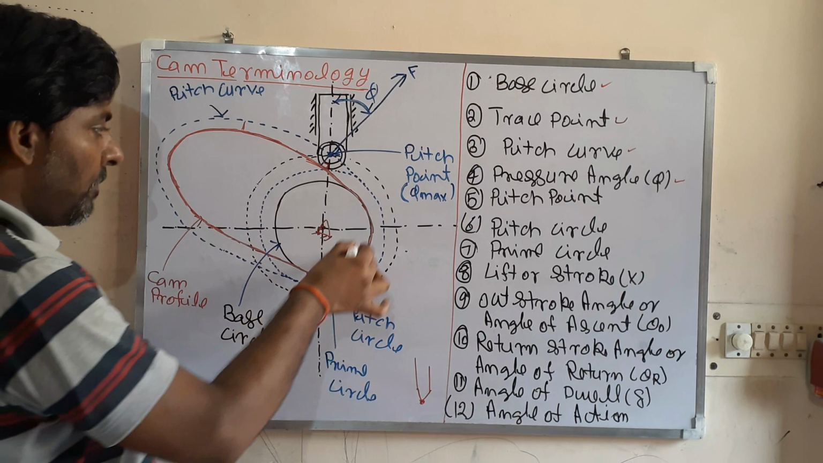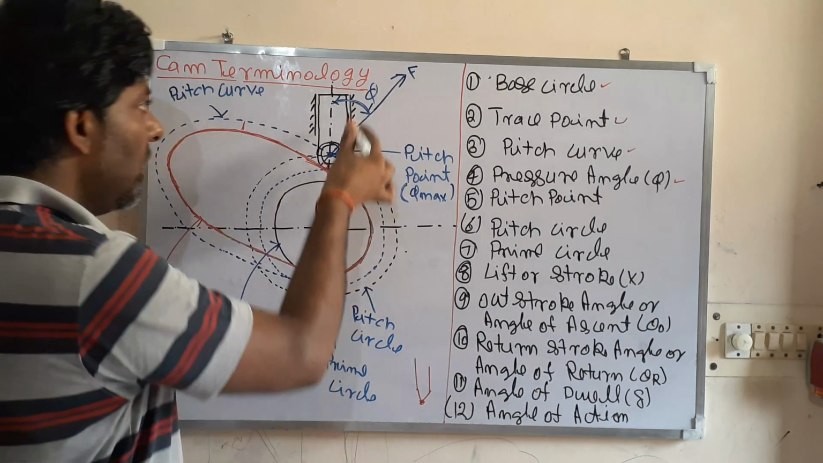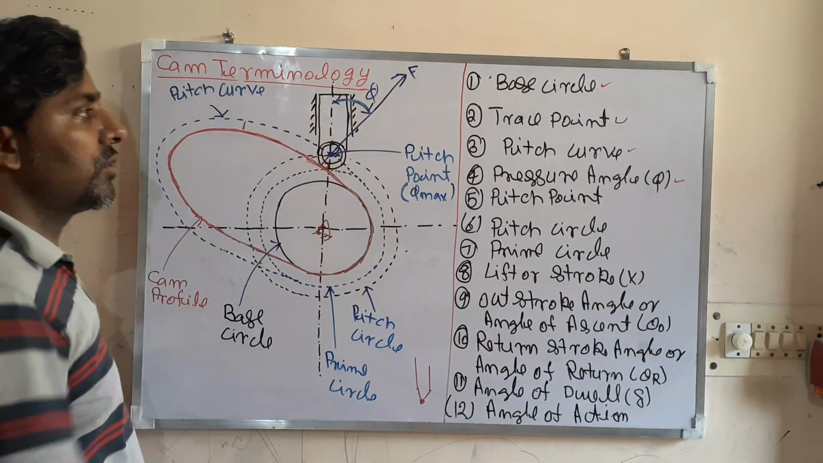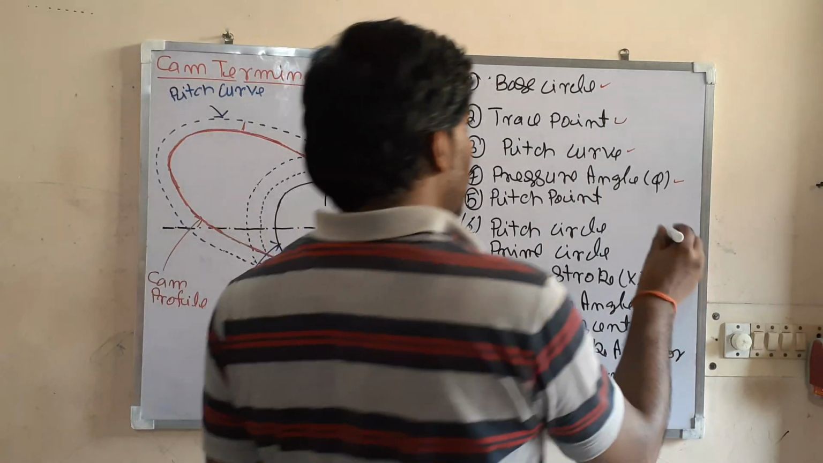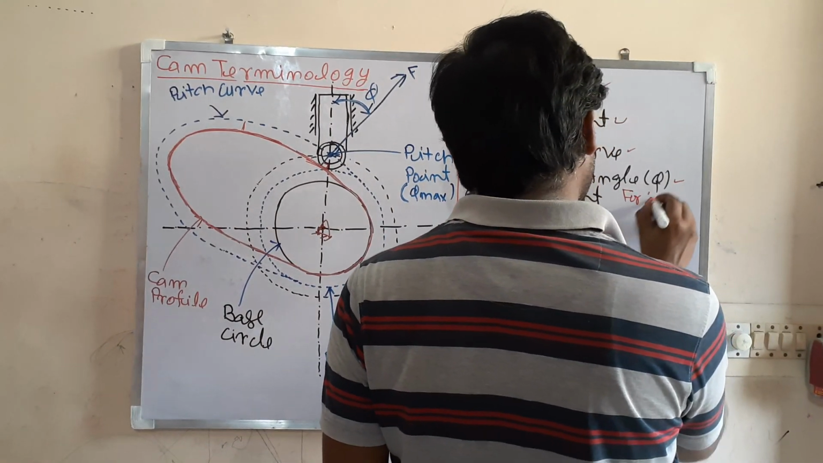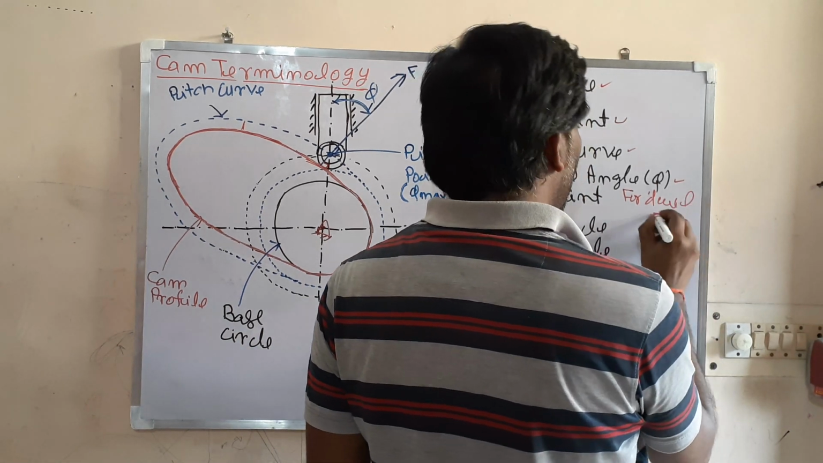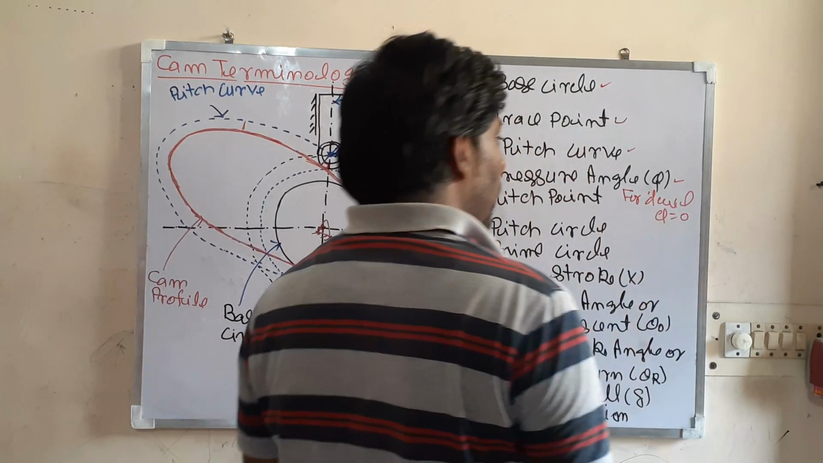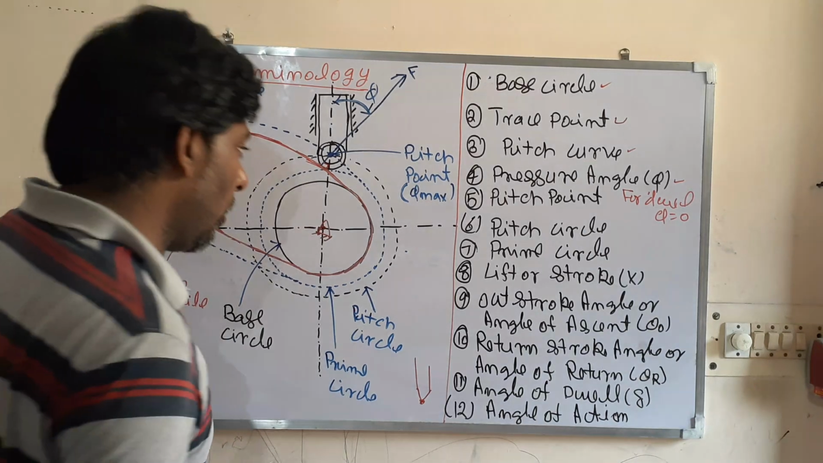When the dwell part comes, you will see that phi is 0. So for the dwell, phi is equal to 0. For the dwell, the pressure angle is 0.